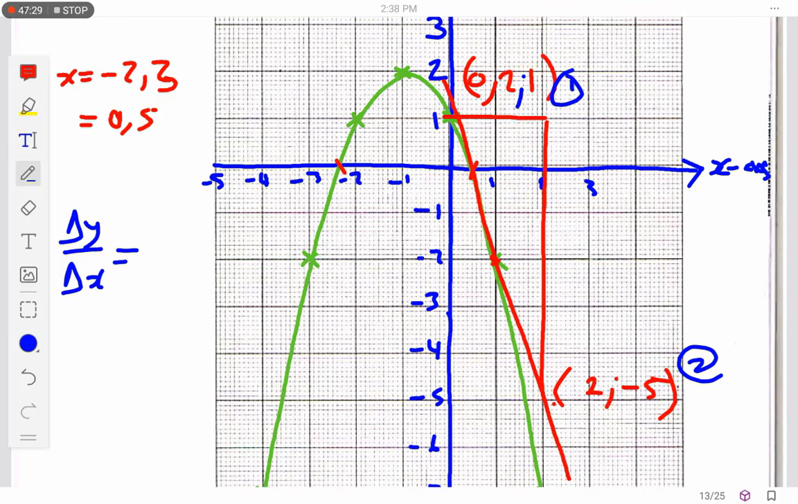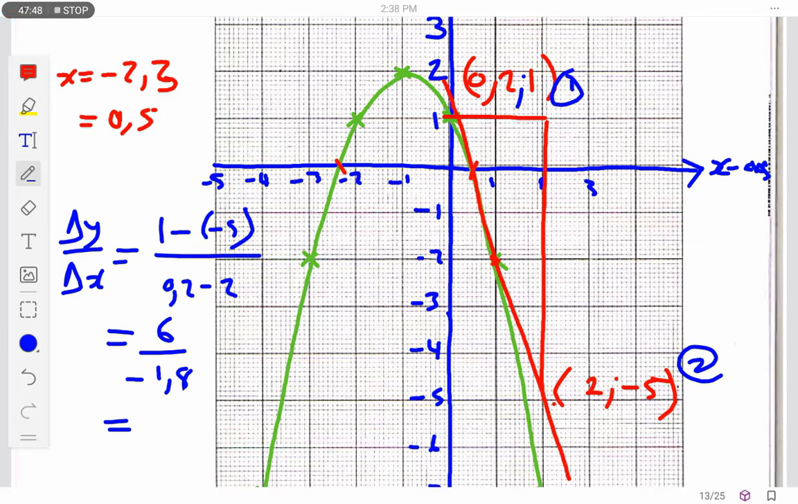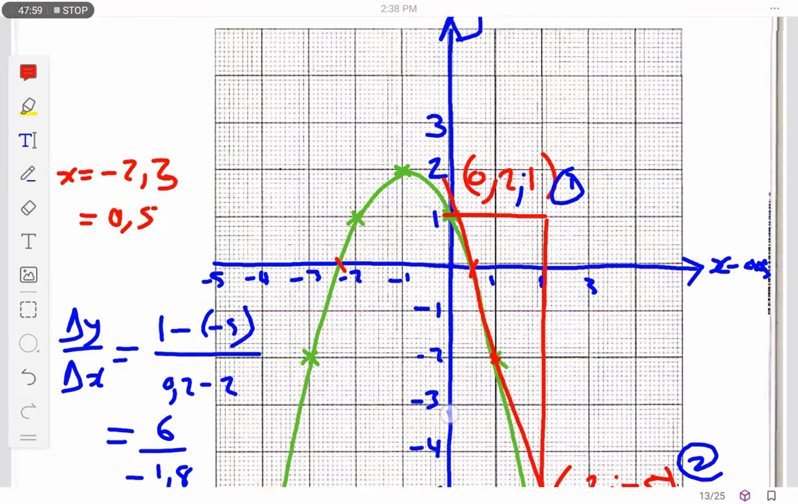So y1, that's 1 minus 5, over 0.2 minus 2 there. What do we get? 1 minus 5, that's minus 4. Then 0.2 minus 2, I get minus 1.8. So I'm going to divide 6 by 1.2. I'm getting a 5. So my gradient there is 5. Okay, let's move on to the other question.